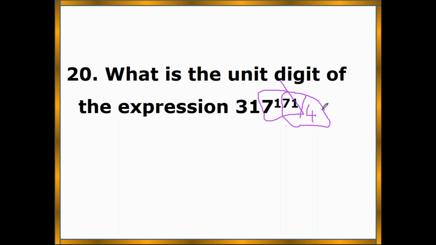4, how many times? 4 17s are 68. So what is the remainder? 3 is the remainder. Whenever 3 is the remainder, the whole power 171 is replaced with 3. So 7 power 3 means what?